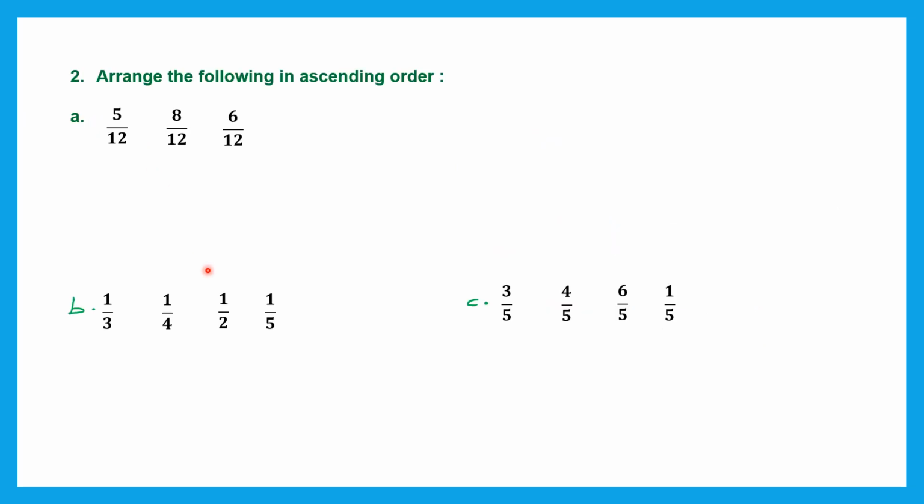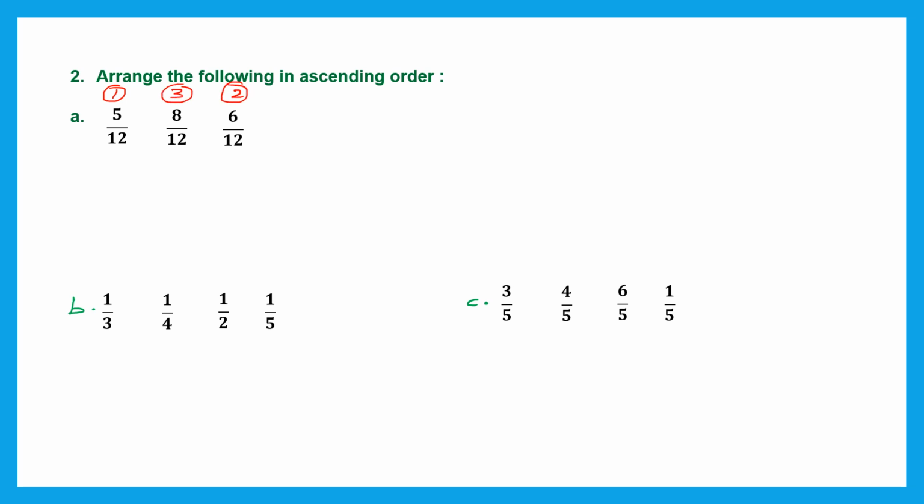Question 2. Here we have sets of fractions that have to be arranged in ascending order. Now we follow the same rule, looking at the denominators first to see if they are like fractions. So here, as you can see, they're all like fractions because denominators are the same. That means we just have to look at the numerators. Ascending order means put them from small to big. Now which is the smallest numerator? 5. That means 5 will come first. Then the next one is 6 and the next one is 8.